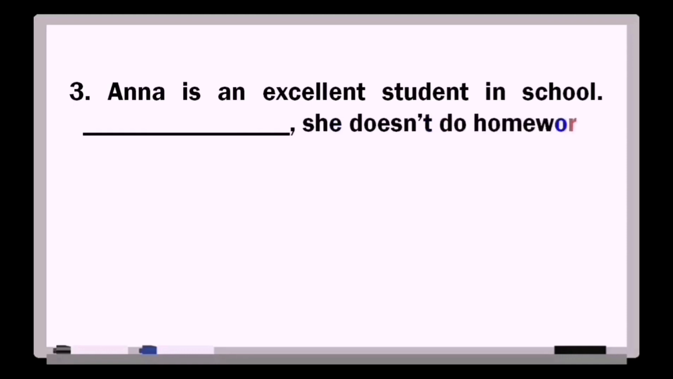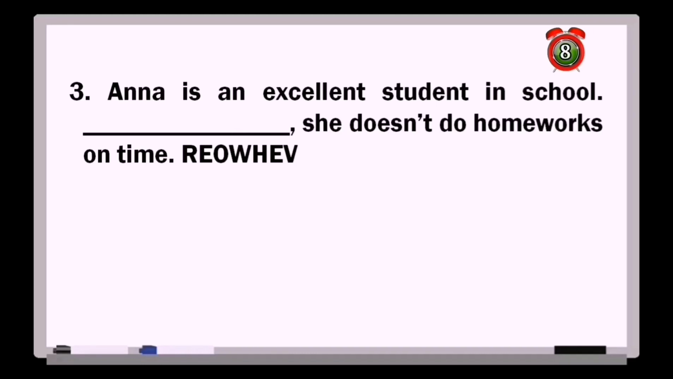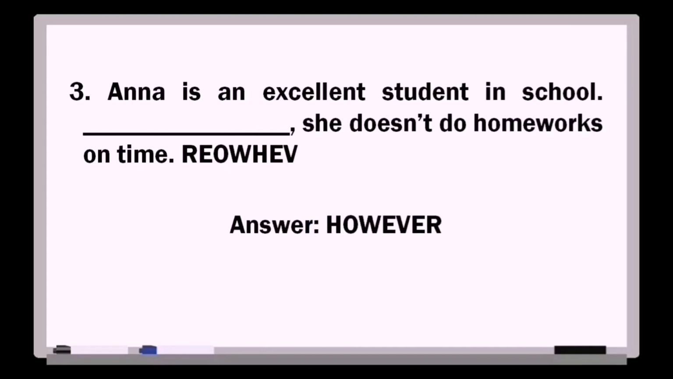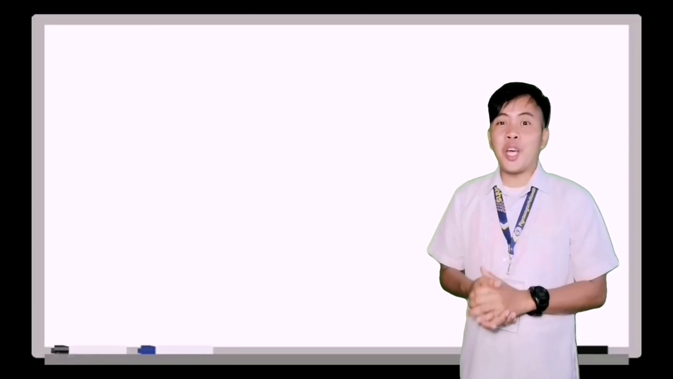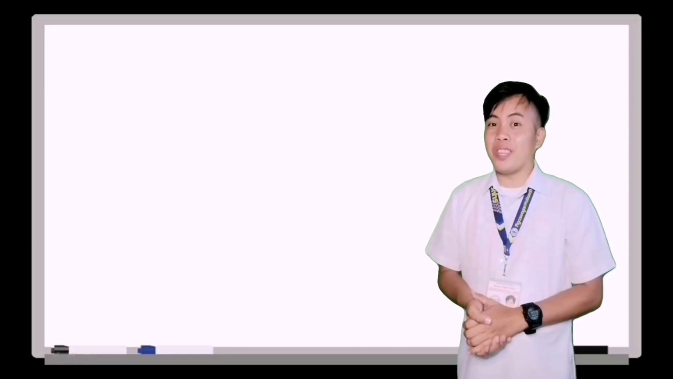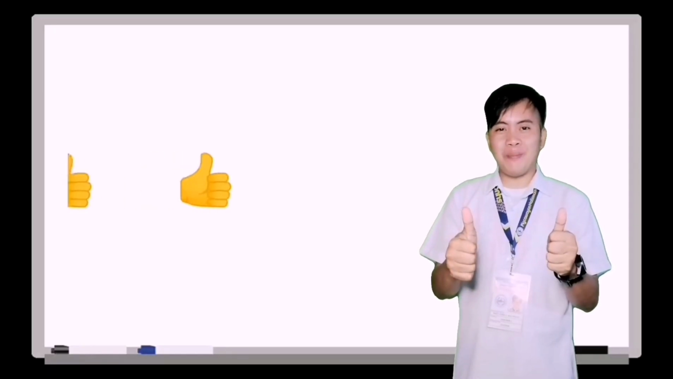Now let's have our last item. Anna is an excellent student in school. Blank, she doesn't do homeworks on time. Come on, give us your answer after 10 seconds. You got it right. The answer is however. That was awesome. You really did a great job. And with that, you deserve 2 thumbs up.